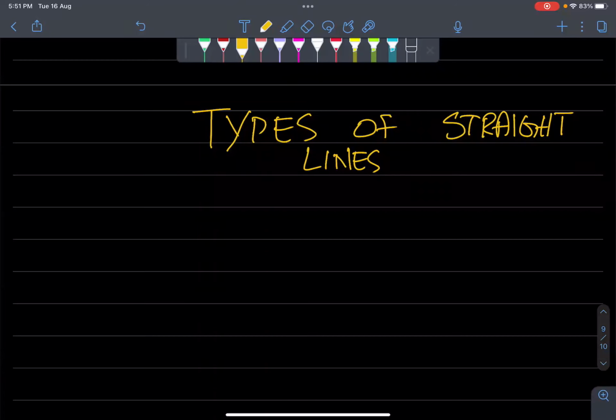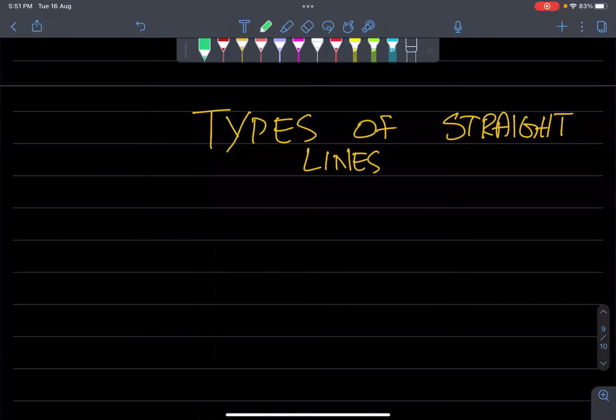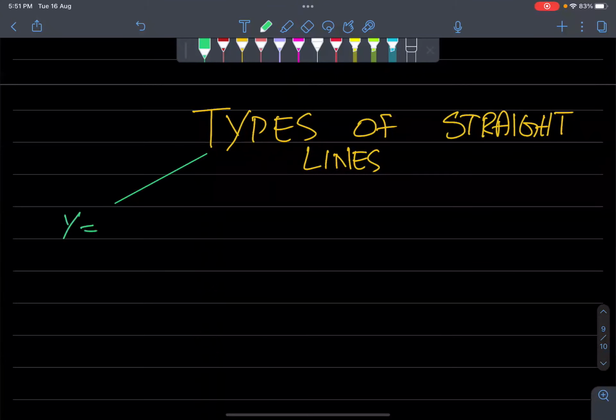Now there are three types. Basically, there are three types. We need to understand all of them. The first type that we just did is y equals mx plus c.